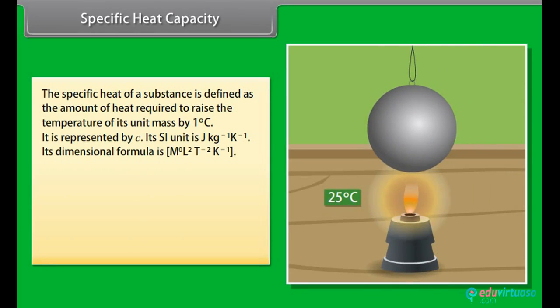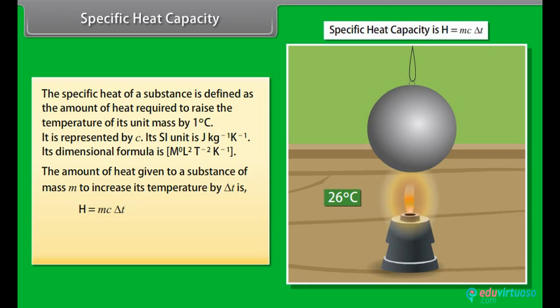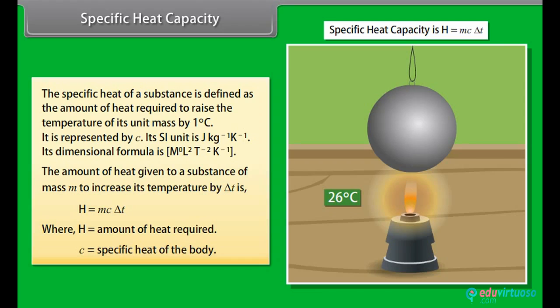Specific heat capacity. The specific heat of a substance is defined as the amount of heat required to raise the temperature of its unit mass by 1 degree Celsius. It is represented by C. Its SI unit is joule per kilogram per Kelvin. Its dimensional formula is M to the power 0, L squared, T to the power minus 2, K to the power minus 1. The amount of heat given to a substance of mass m to increase its temperature by delta T is H is equal to mc delta T, where H is equal to amount of heat required and C is equal to specific heat of the body.